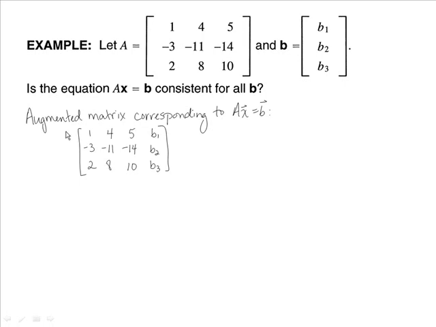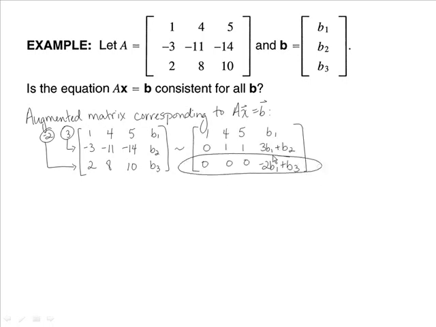I'll multiply my first row by 3 and add it to my second row, and then I'll multiply by a -2 and add it to my third row. When you do this, you should come up with this matrix. So we can answer our question by looking at our last row here, and we see that we have 0 equal to -2b1 + b3.